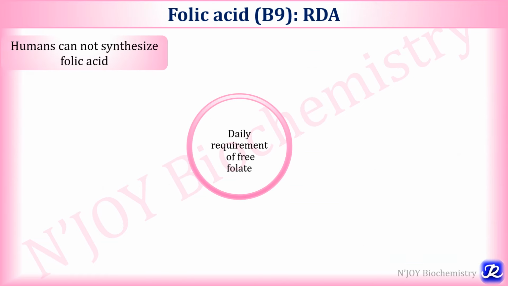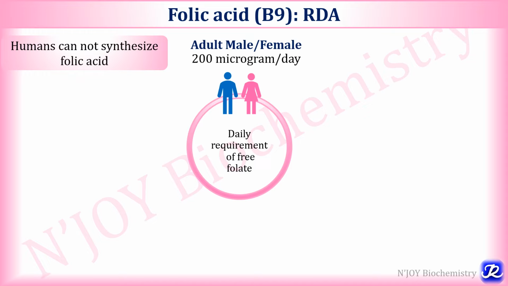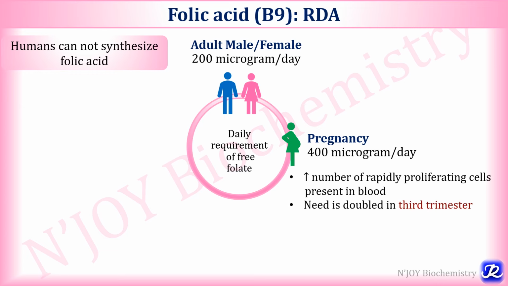What is the recommended dietary allowance for folic acid? As we know that humans cannot synthesize folic acid, it has to be provided either through the diet or through folic acid supplements. Adult males and females require about 200 micrograms of folic acid per day. In pregnancy, the need is increased to about 400 micrograms per day. Why is there an increase in the need of folic acid in pregnancy? Because of the increase in the number of rapidly proliferating cells present in the blood, and this need is doubled in the third trimester.